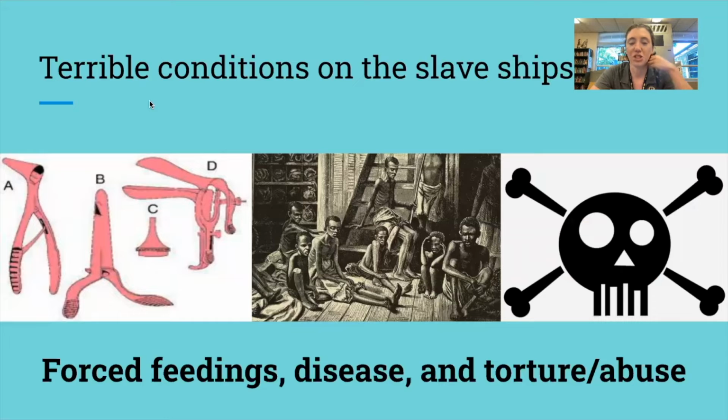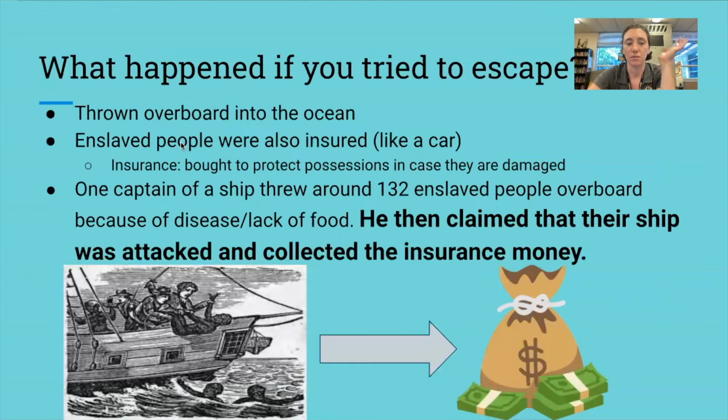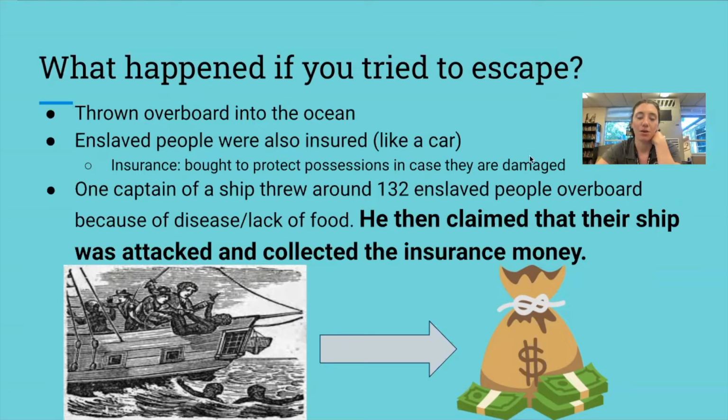The terrible conditions on the slave ships, we see a lot of forced feedings because people just aren't eating, whether they're too weak or they are sick or they're not eating out of protest. This tool over here was used to clamp open people's mouths and force food down their throat. So it was pretty bad. What happened if you tried to escape? You were thrown overboard into the ocean.